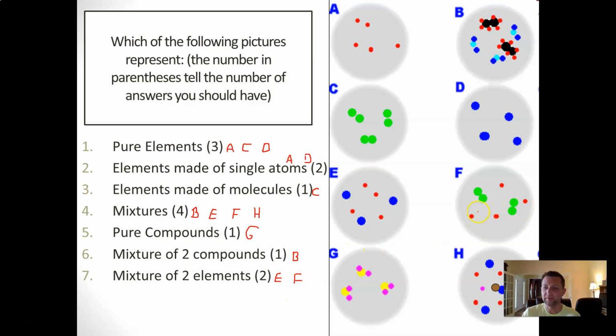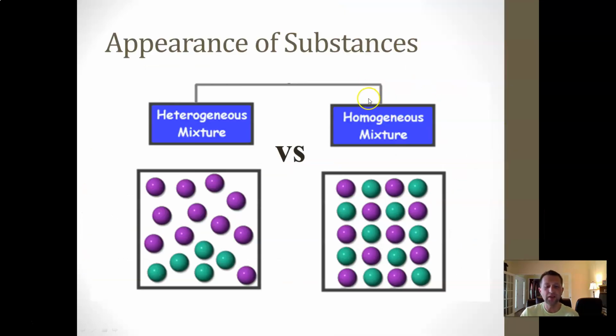In F, one of them is an atom, and one of them is a molecule, but they are both elements. Okay. So hopefully we did okay with that and kind of understand that as we go forward here. All right, so let's wrap this up here by looking at different types of mixtures.